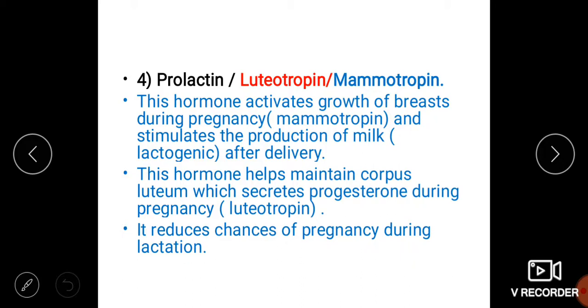It reduces the chance of pregnancy during lactation. When the mother is feeding the baby, prolactin will be there in her blood. That prolactin will stimulate corpus luteum to keep on secreting progesterone. Because of progesterone, the mother will be able to avoid the next pregnancy when she is feeding her first baby.